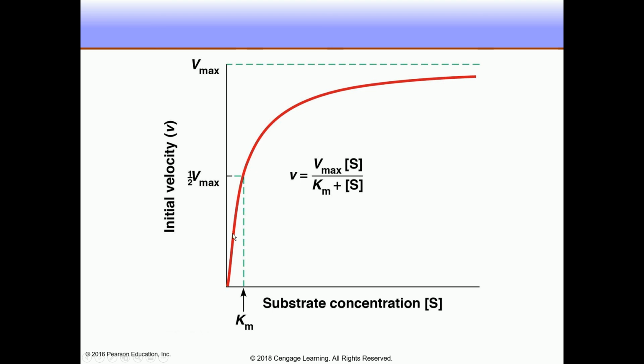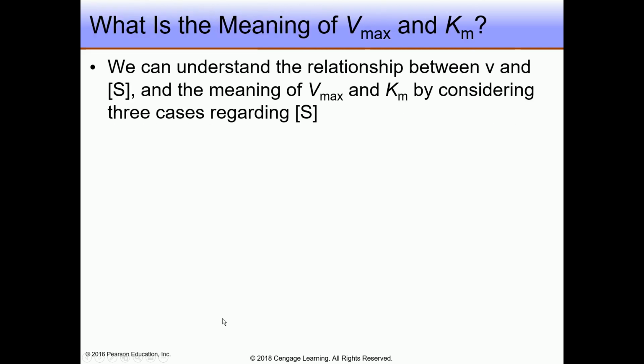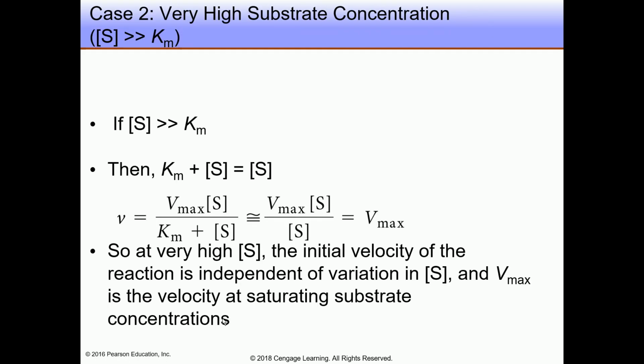The second case is very high substrate concentration. Now when the substrate concentration is very high, this value is very high as compared to Km. Which means Km is very small and we can ignore it. So coming back to the same equation, because the substrate is very big, now we can ignore Km. So V is equal to Vmax multiplied by substrate divided by substrate. We are ignoring this value now because this is very small.